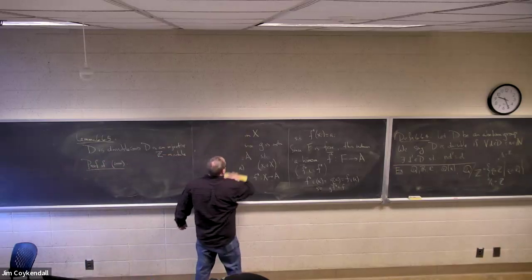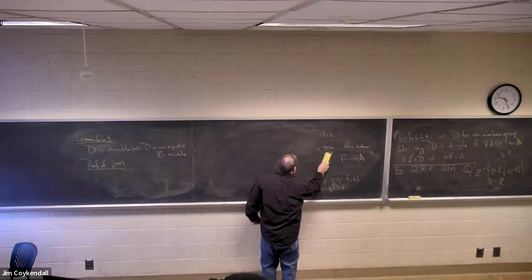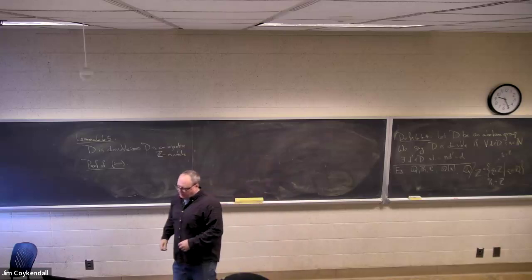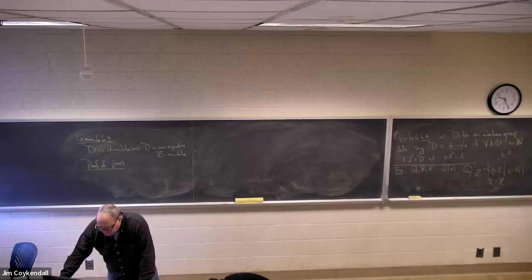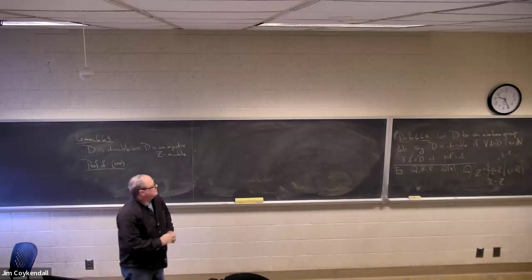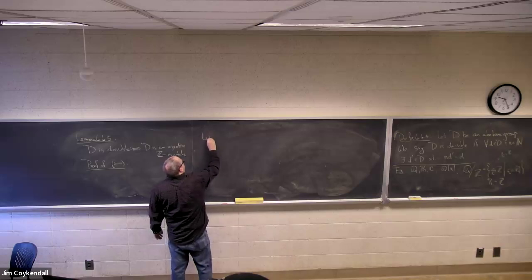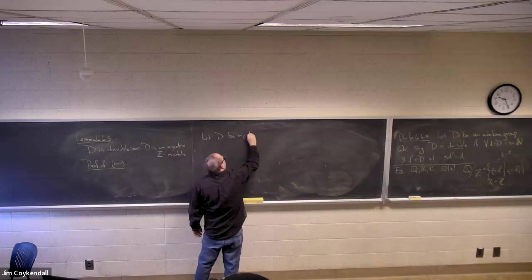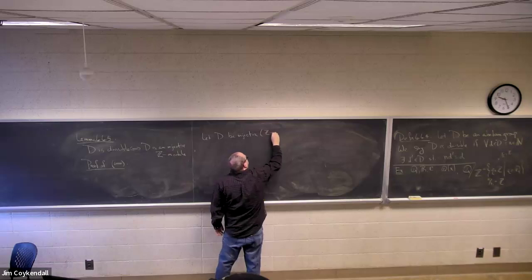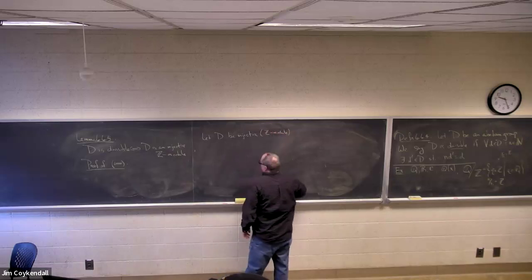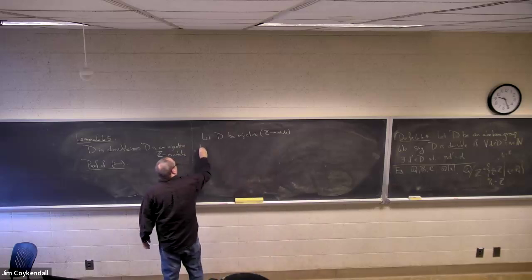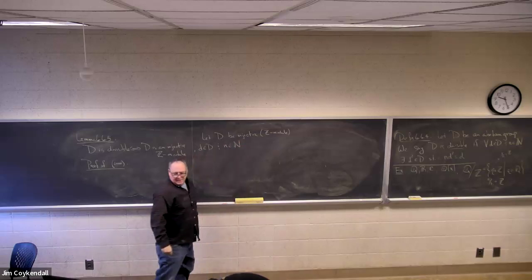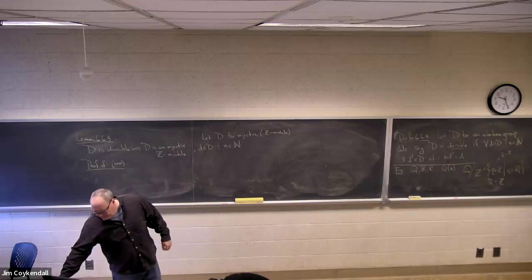So why is it the case that if you're an injective Z module, then you are divisible? So let D be injective as a Z module. And of course, I want to show that D is divisible, so let d be in D and n be some natural number. And I want to show that I can divide d by that n.